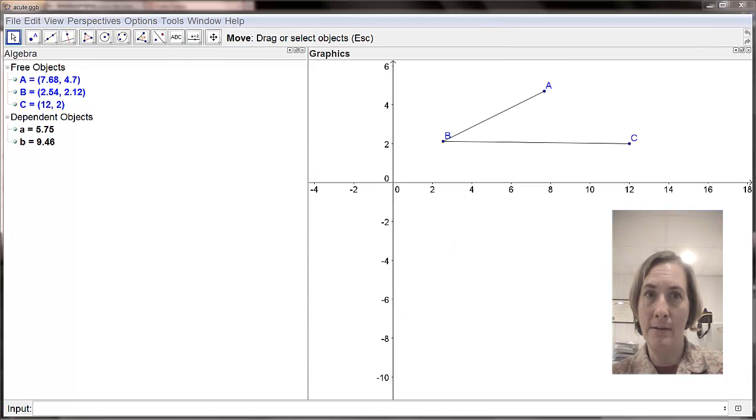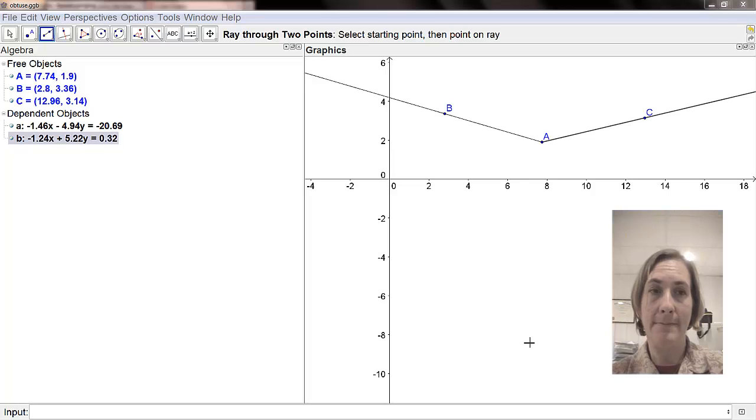Here are two non-examples. Two line segments forming an acute angle are not perpendicular because the lines that contain the line segments form an angle less than 90 degrees. Two rays that form an obtuse angle are not perpendicular because the lines that contain them form an angle greater than 90 degrees. So there you have it.